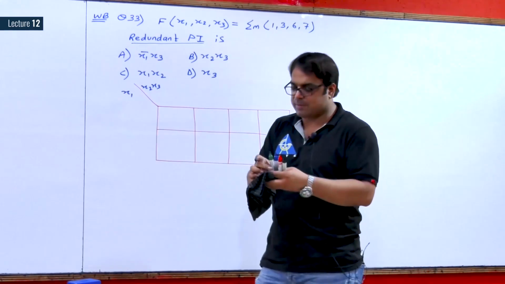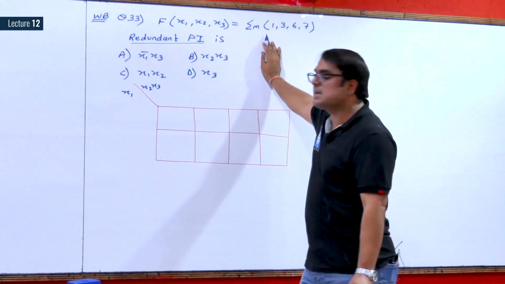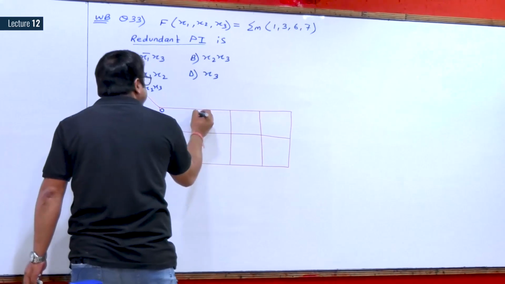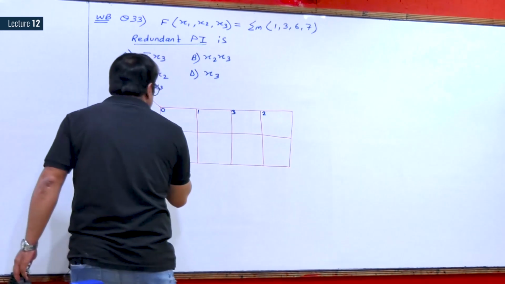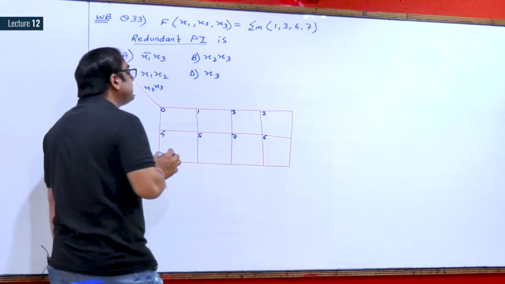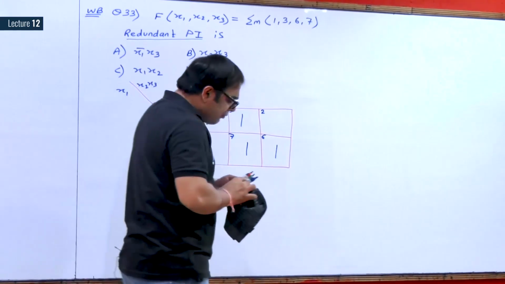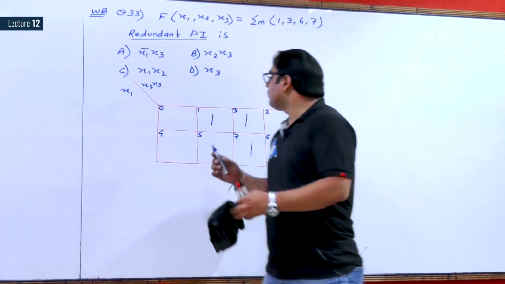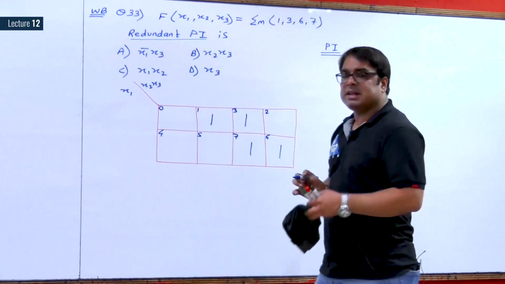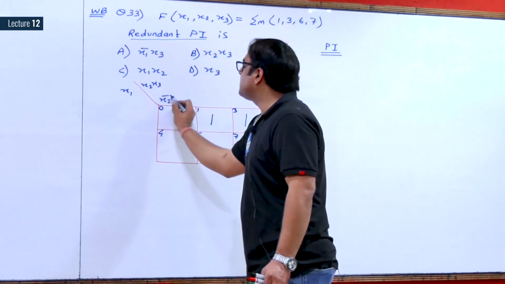We will see this in this question. The function is given x1, x2, x3, with min terms 1, 3, 6, 7. First of all, let me fill all the cell numbers 0, 1, 2, 3, 4, 5, 6, 7. The min terms list is 1, 3, 6, 7. First let me give you the list of prime implicants, for which I will complete this structure.